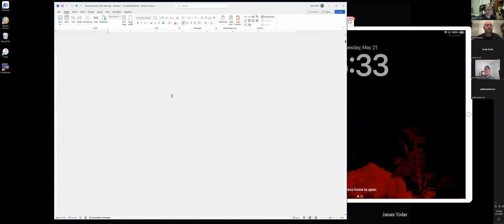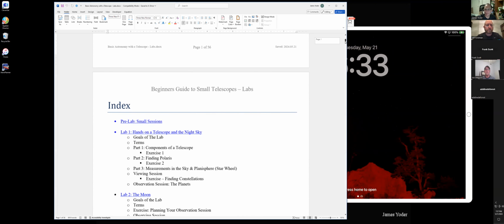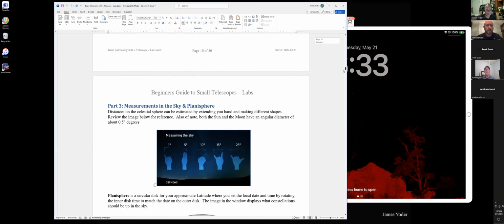Night sky multiple stars. Oops. Where'd it take me? Right back to the beginning. All right, I guess that's not working. Let me scroll down.